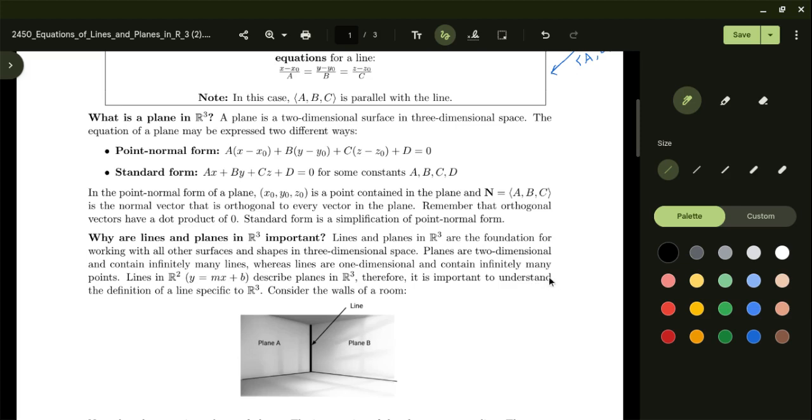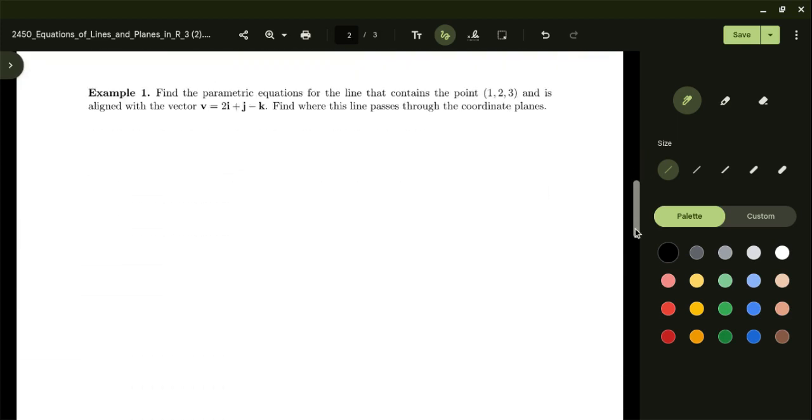And so it's important to understand the definition of a line specific to 3 dimensions. Because like I said, in 2 dimensions, you're only considering x and y, but we also have that third variable of z, what's going on there. That's what we need to understand. So let's go ahead and first look at writing parametric equations for a line that contains the point 1, 2, 3, and is aligned with a vector v, 2i plus j minus k. And then we're also asked to find where this line passes through the coordinate planes.